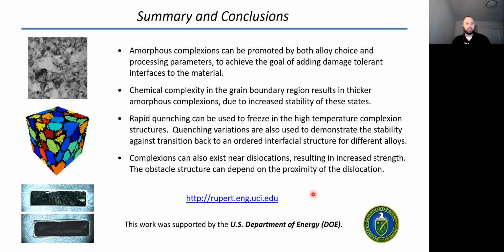So with that, I'll leave you with some basic take-home points. Amorphous complexions can be promoted by both alloy choice and processing parameter. Chemical complexity and rapid quenching enable you to freeze in those high temperature structures. And finally, that we can also get complexions near dislocations.